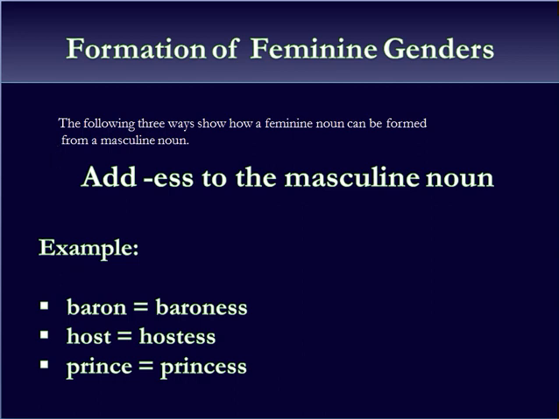There are 3 ways for making a feminine noun from a masculine noun. The first way is to add ESS to the masculine noun. For example, baron, by adding ESS becomes baroness, host, hostess, prince, princess. So this is very easy. You have been learning about masculine and feminine genders through lower classes, and I'm sure you must have read these and you have learned these nouns in previous classes.